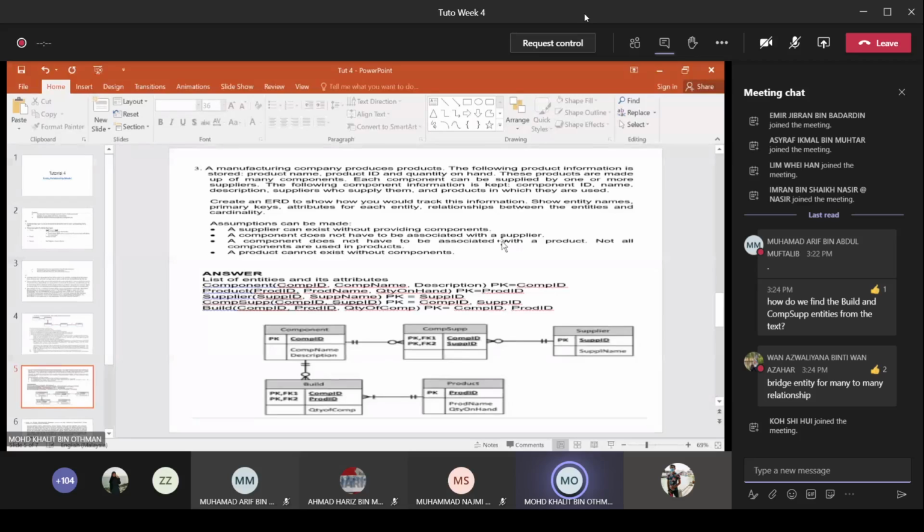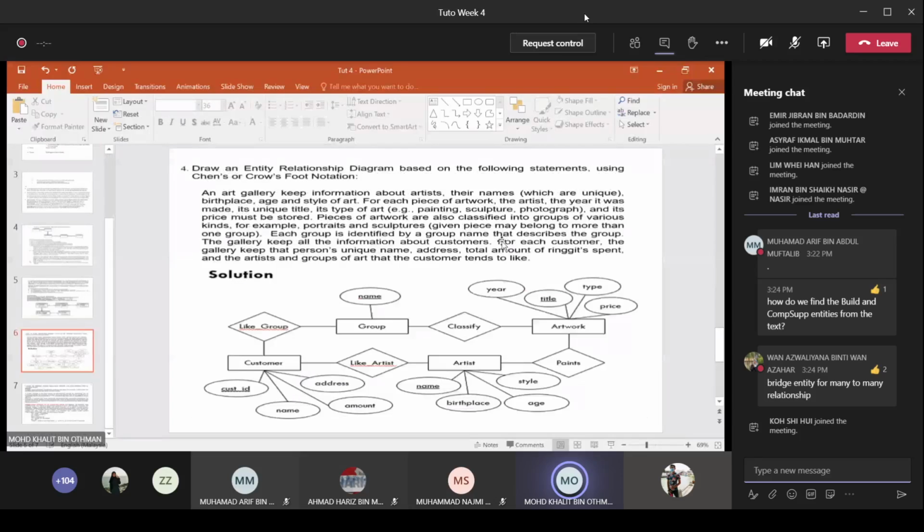Okay, class, this is an example of the answer for question 3. And then we proceed to question 4. Question 4 also asks you to draw an entity relationship diagram based on the following statement using either the Chen or Crow's Foot model. So this question asks whether you can use either Chen or Crow's Foot.